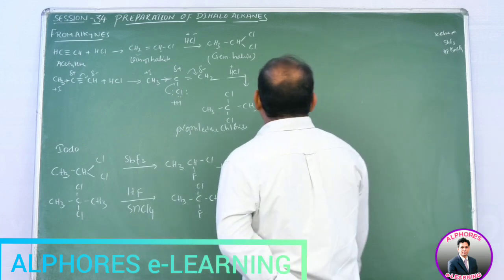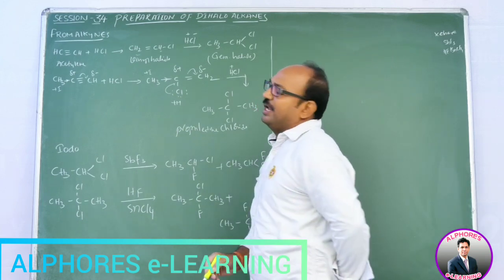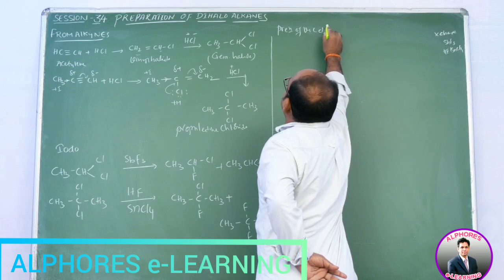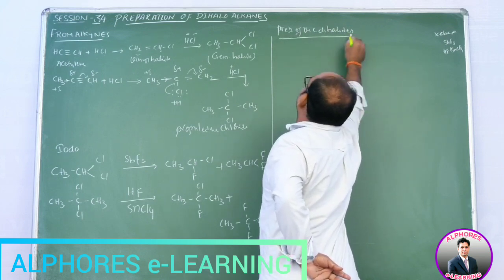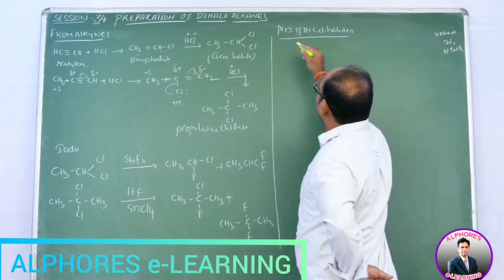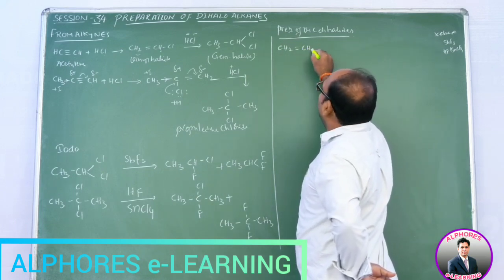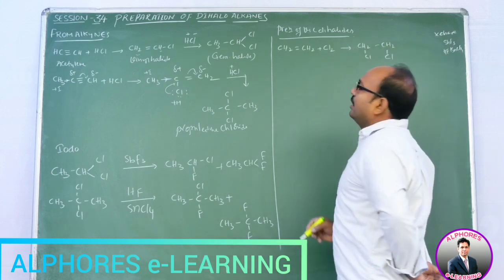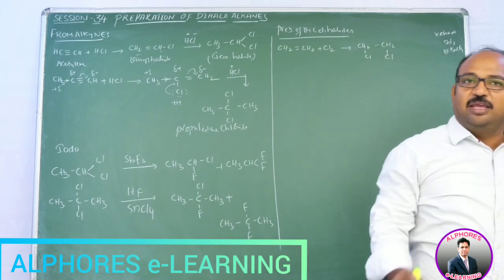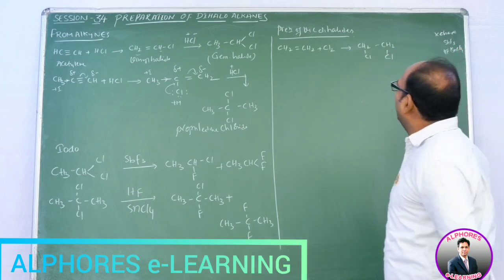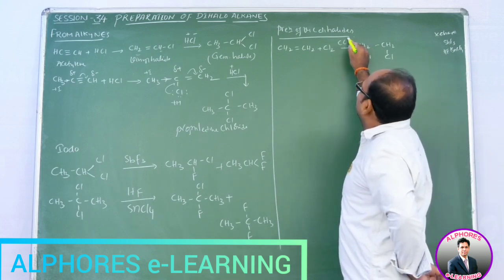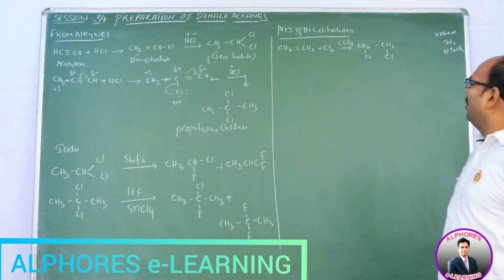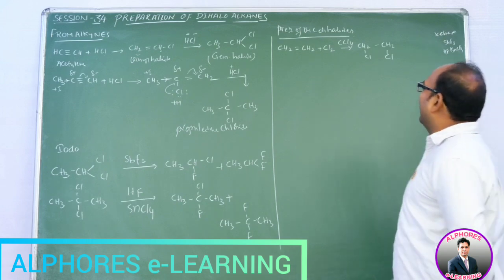Now let us see how we can prepare vicinal dihalides. Preparation of vicinal dihalides from alkenes: as we know, alkenes, say ethylene, upon chlorination, we are getting 1,2-dichloroethane. Ethene, an alkene, upon halogenation. So how does this reaction mechanism proceed? This reaction proceeds in presence of a solvent, carbon tetrachloride or methylene chloride, so a non-polar solvent.